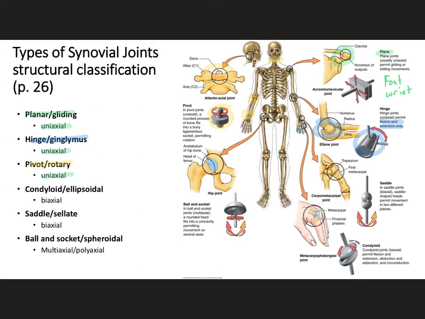Then we move on to a group of joints that are biaxial. And biaxial means they can move in two directions. These are the condyloid and ellipsoid, or the saddle and sellar. Now, the difference between these is that the condyloid has a surface this way and a matching surface. The saddle joint has a surface this way and a surface going across it, like someone sitting in a saddle. So you have the person sitting. There we go. All right, cute enough.